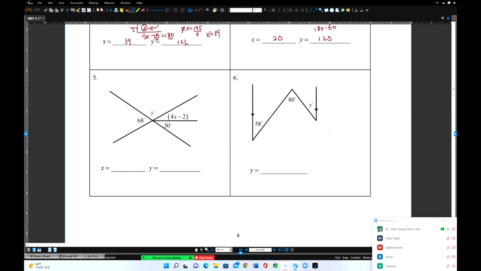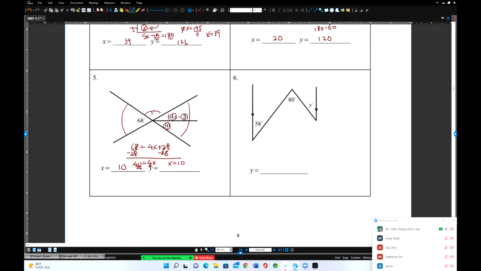Number 5. All together they are what? Vertical angles. Okay, to the left is 68. To the right is what? 4x plus 30 plus minus 2 is what? 4x plus 28. Is it correct? 4x, okay, negative 2 plus 30 is 28. Now we have to solve this. So minus 28 minus 28. 40 equals 4x. When you divide by 4, x equals 10. Okay, x equals 10. That's it.